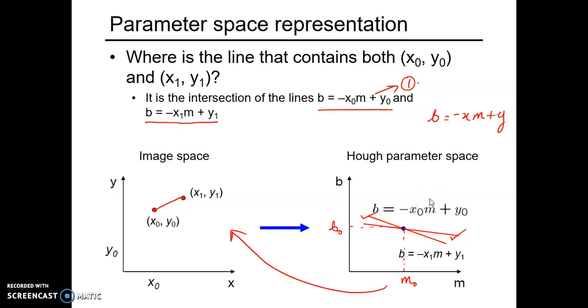So if you consider each and every point in a particular line and transform that point to Hough space, corresponding to each point you will get a line. If there are n points, you will get n lines. The conclusion is that if these n points are along a line, the corresponding n lines obtained in the parameter space will intersect at a particular point, and that point represents the corresponding slope and intercept of that line.